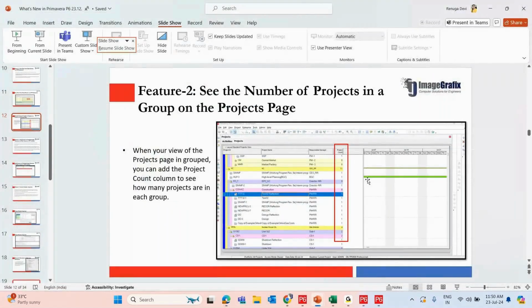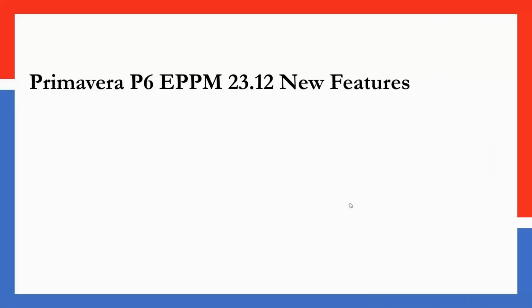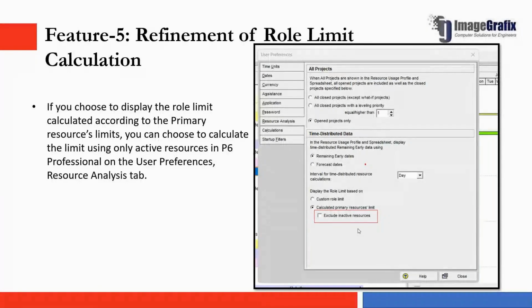So next, the next option is the refined role limit calculation. This option is helpful for role limit calculation as a set of primary resource limit. By using this option, you can calculate the limit using only the active resources, using the user preference option. So this option is now included in this feature, which means we can exclude the inactive resources. For a project we may use a number of resources. If we want to exclude the inactive resources, we can use this option and analyze. So we can see how this option works in the application.